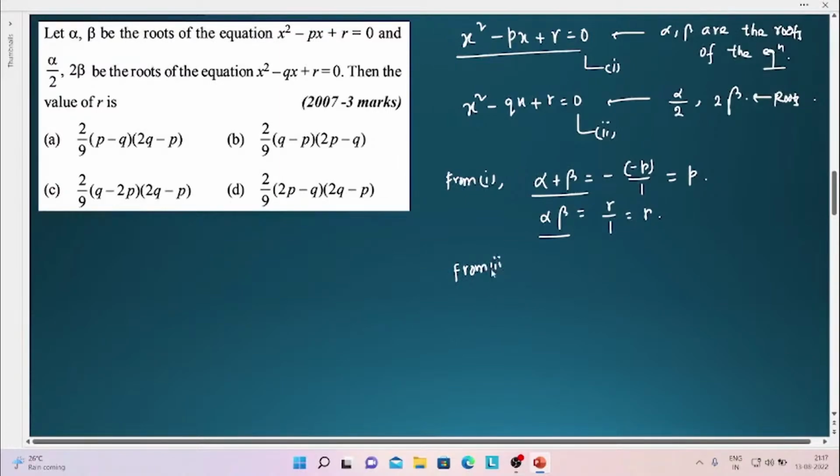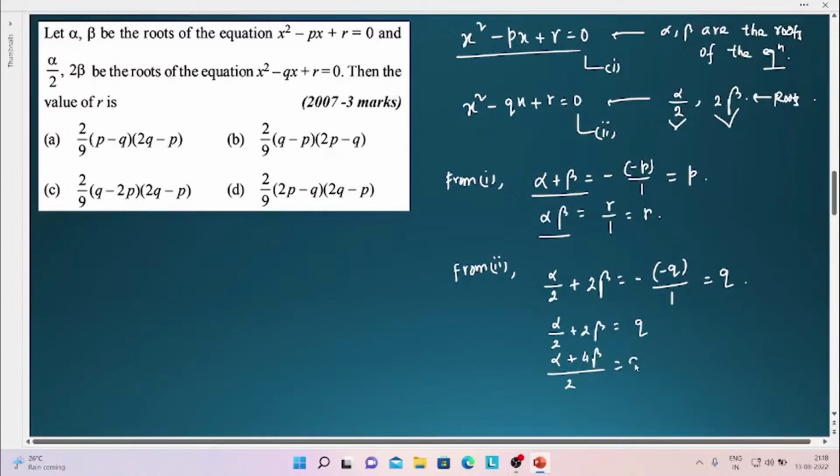So from the second equation, you can see the first root is alpha by 2 and the second root is 2 beta. Applying the relation between roots and coefficients for these two roots, alpha by 2 plus 2 beta equals minus of minus q upon 1, so it will be only q. Taking the LCM, which is 2, alpha plus 4 beta over 2 equals q.